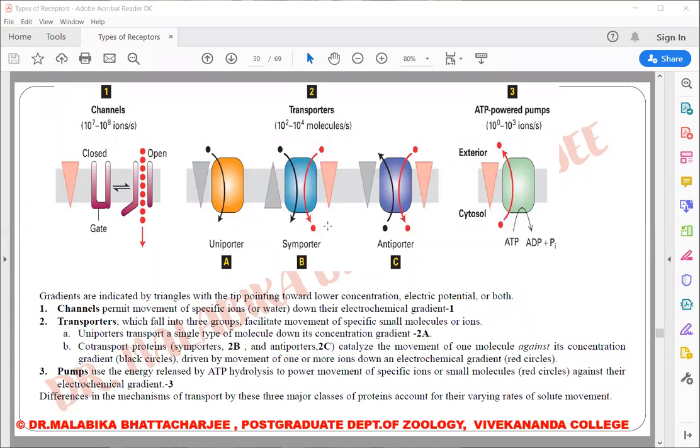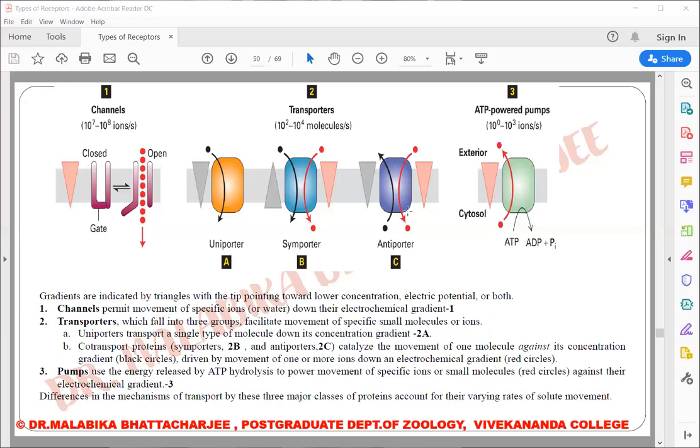Here also, look at these two black arrows, okay? The black arrows are moving against their concentration gradient, while the red arrows are moving down their concentration gradient. So for the movement of the red arrows, the black arrows can move. So these are different forms of secondary transport. This is the symporter mechanism, where both the arrows are moving in the same direction. The red one in favor of its concentration gradient, the black one against the concentration gradient.